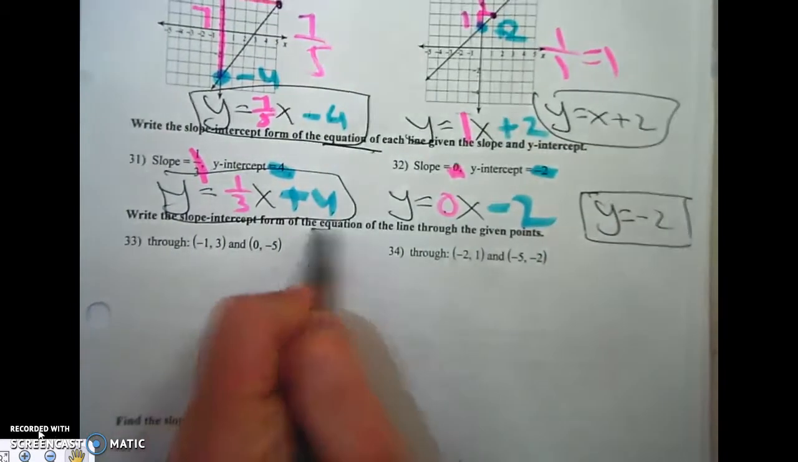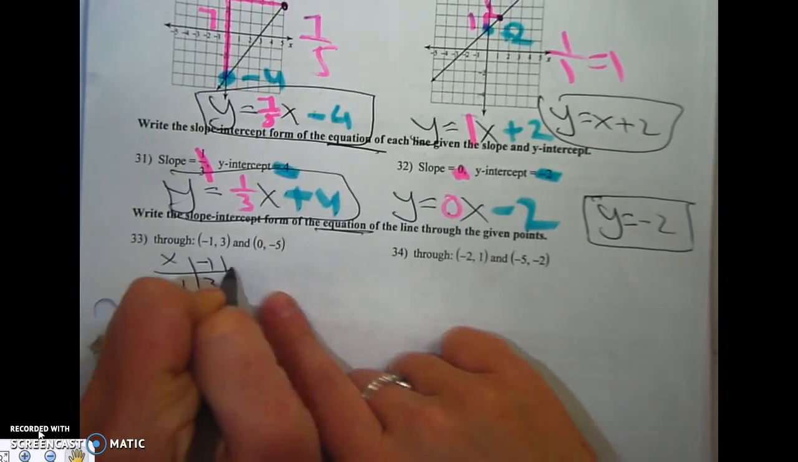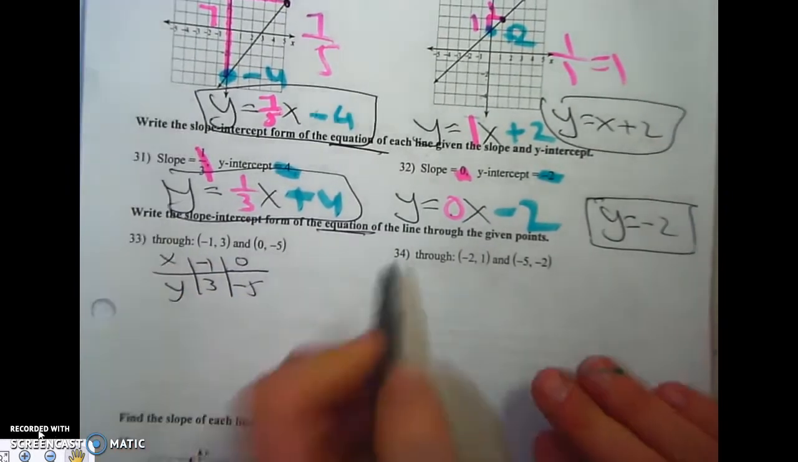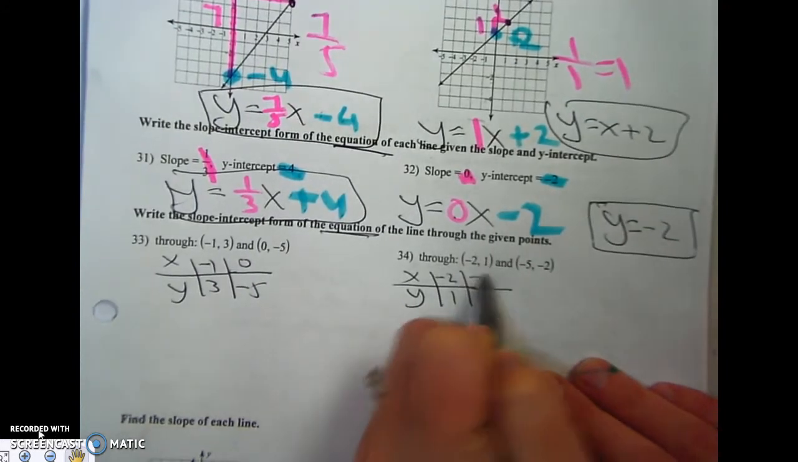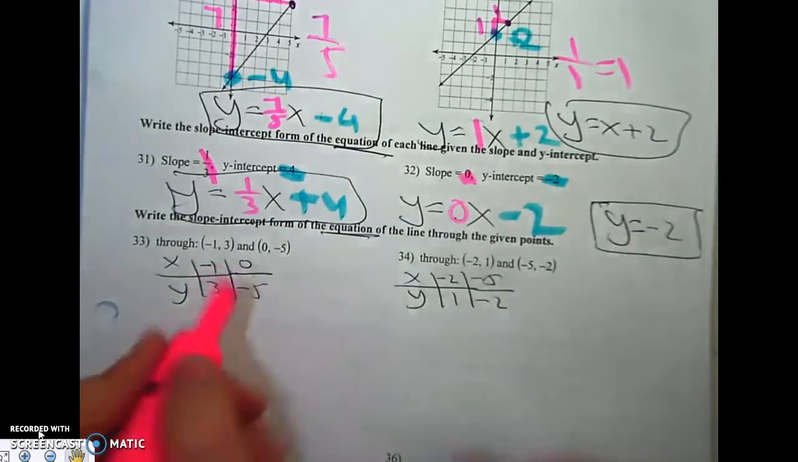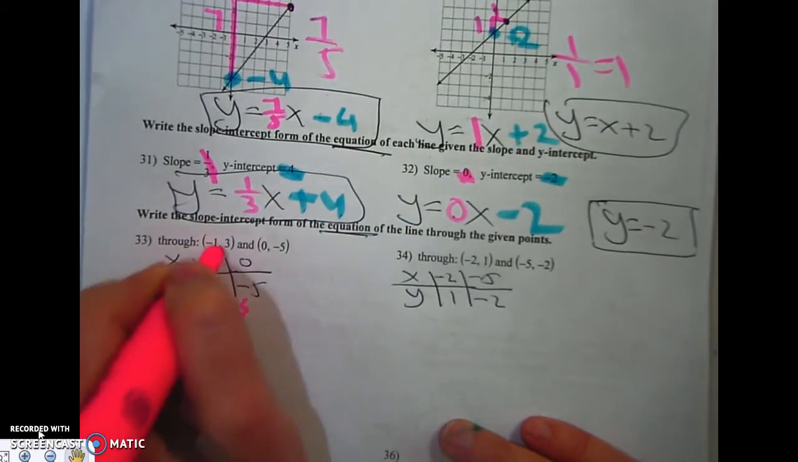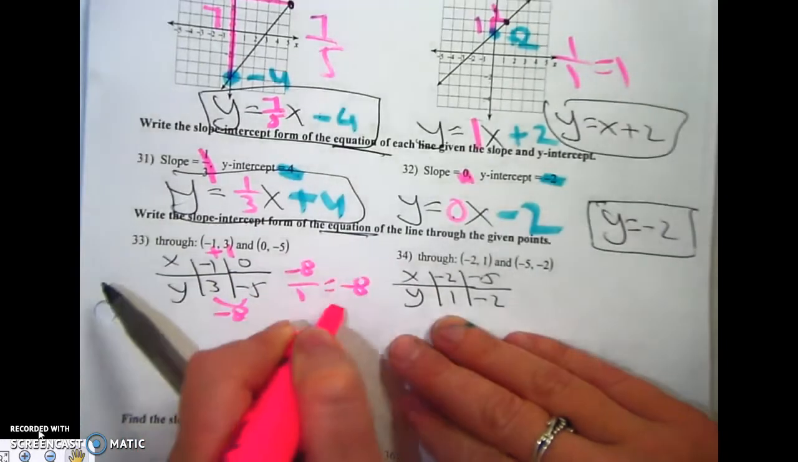Here, they want the equation again. Do the table. Negative 1, 3, 0, negative 5. Negative 2, 1, negative 5, negative 2. So my pattern here is minus 8 plus 1. And negative 8 over 1 is negative 8. That's my m.